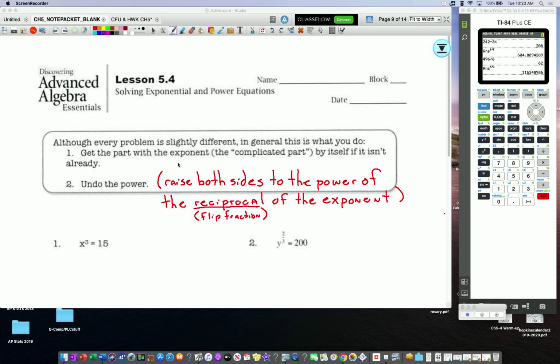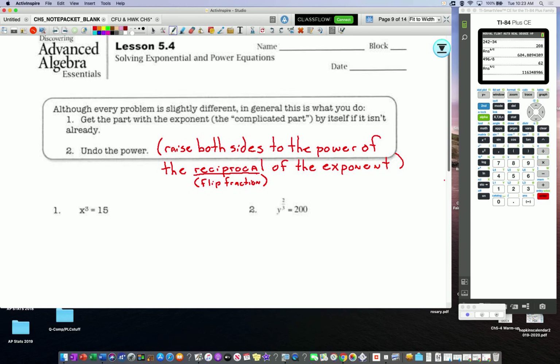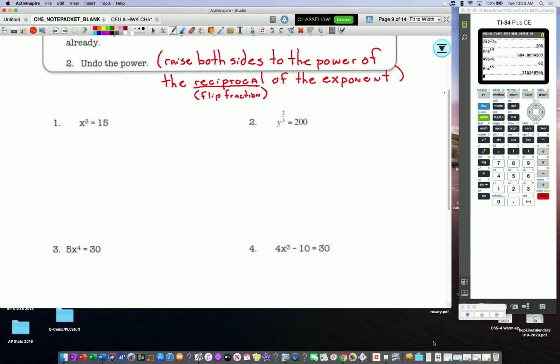If we just review the steps, step one says get the part with the exponent, the complicated part, all by itself if it isn't already, then simply undo the power, meaning raise both sides to the power of the reciprocal, meaning flip the fraction of the exponent. We did a lot of that yesterday, and we're doing more of it here today. So let's start pounding away at a whole bunch of example problems. I might not have you do them all, but let's do a bunch here nonetheless.